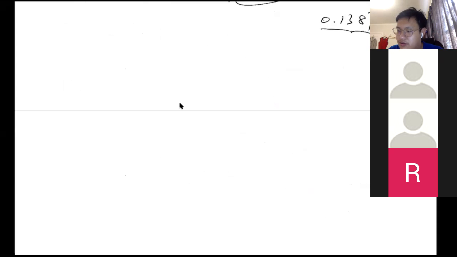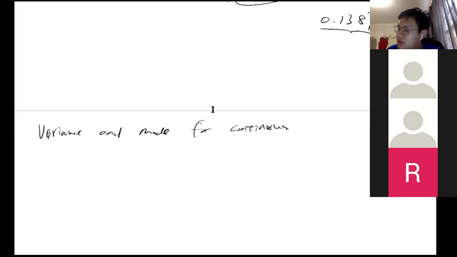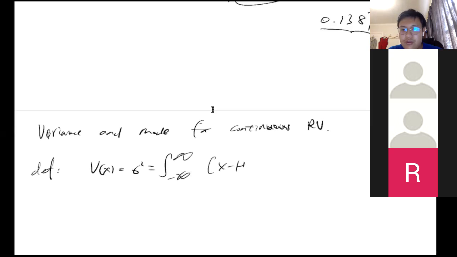Let's do some review on the lecture material before we work on problems in discussion. In this discussion, we're talking about variance and mode for a continuous random variable. The variance of a continuous variable is defined to be the integral from negative infinity to infinity of (x minus mu) squared f(x) dx. So that's the definition.